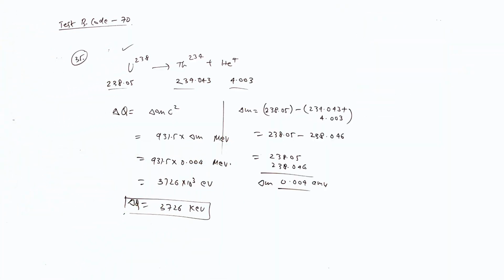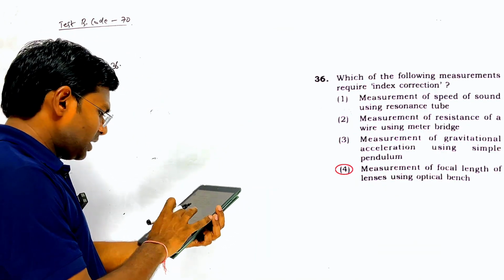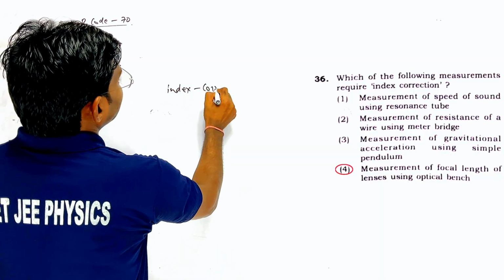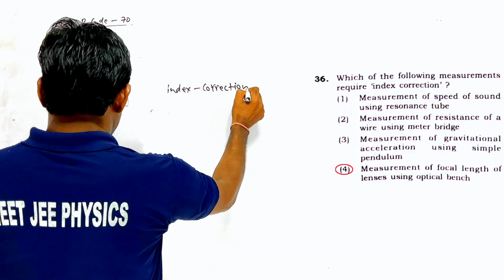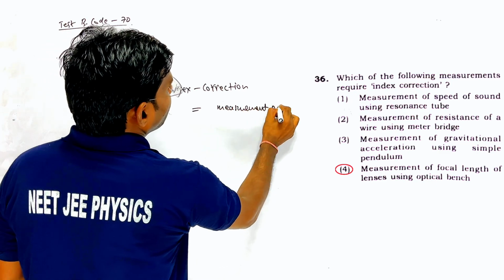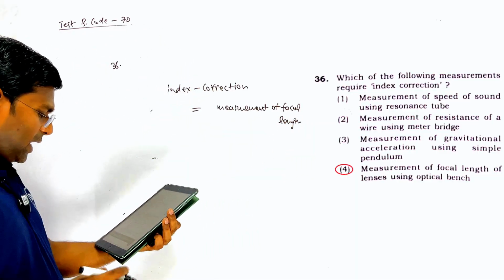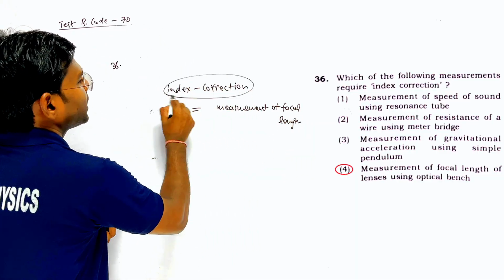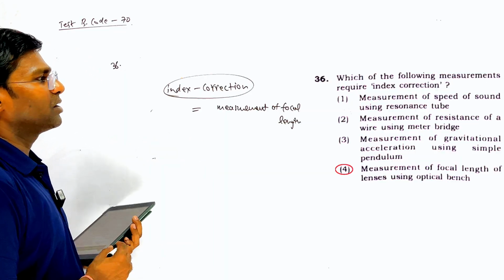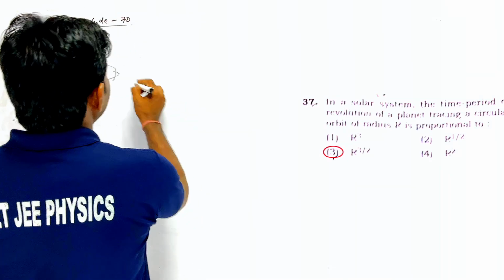Copy this. So question number 36 is from the error chapter, right? It is the theoretical option. The index correction will only be done in measurement of focal length. When we perform the experiment to find the focal length using the optical bench, the index correction is done when you subtract the distance between the lens and the object and the image. So this is the theoretical question you must answer. Copy this.